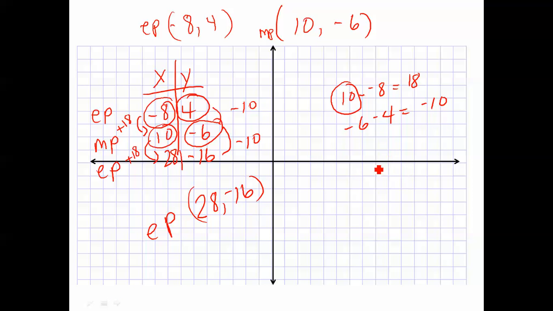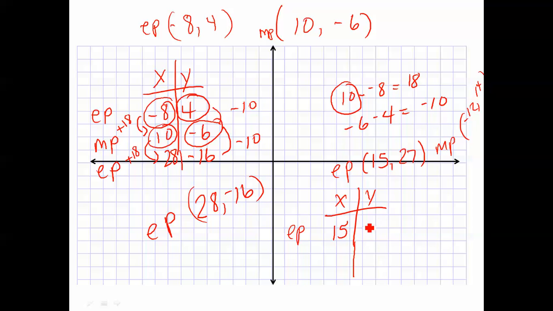Let's do one more down here. Let's do 15, 27 is an endpoint, and my midpoint is negative 12, 14. So set up my T-chart, XY. Here is my endpoint, and that is going to be 15, 27. My midpoint is negative 12, 14.